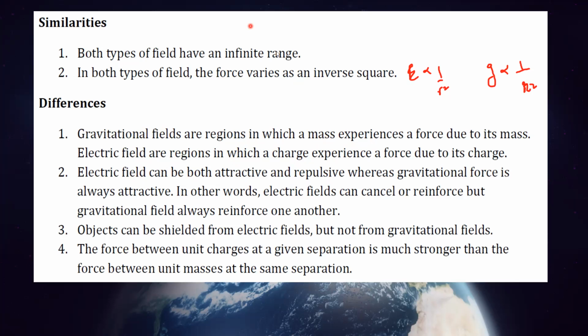For example, say I have a positive charge here and a negative charge. If I introduce another charge here, any charge, positive or negative, the force they were experiencing before and the force they experience after will be different. Or for example, we have a positive and a negative charge and we introduce another positive charge.